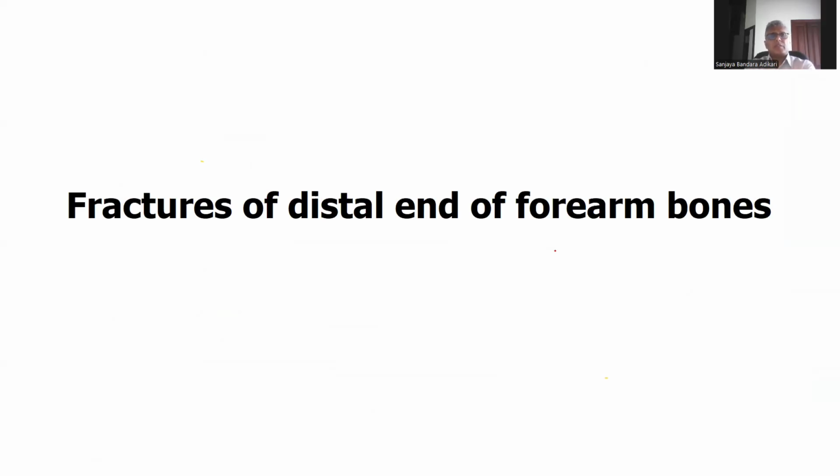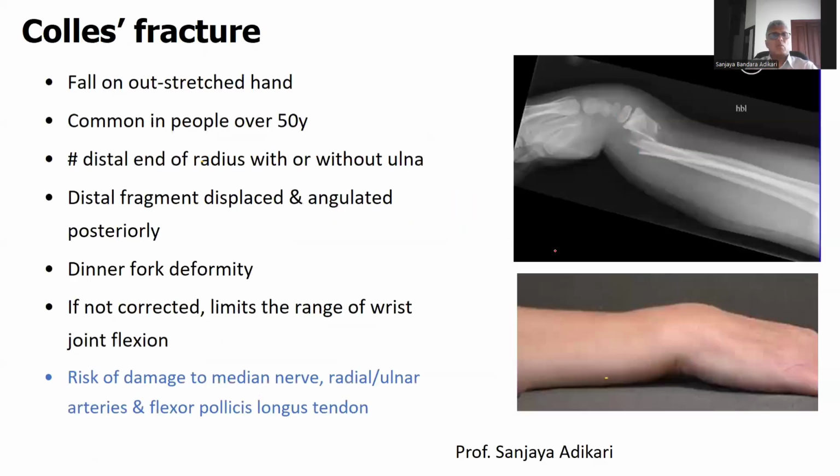Then fractures of the distal end of the forearm bones. So Colles fracture, which will give rise to the dinner fork deformity due to posterior displacement and angulation of the distal fragment. It can be either only the radius or radius and ulna. You all know these things. You are working in hospitals now.